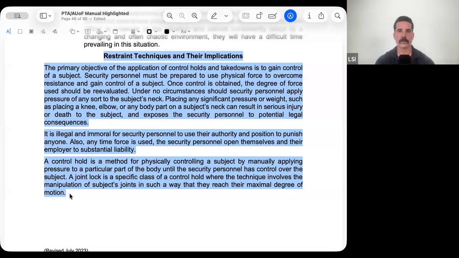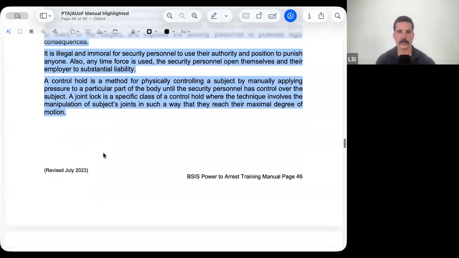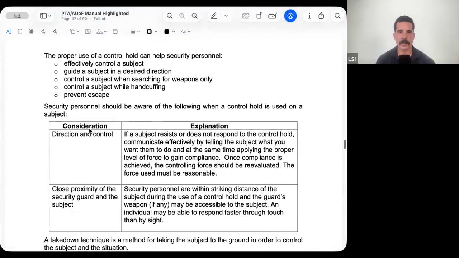It is illegal and immoral for security personnel to use their authority and position to punish anyone. Also, anytime force is used, the security personnel open themselves and their employer to substantial liability. A control hold is a method for physically controlling a subject by manually applying pressure to a particular part of the body until the security personnel has control over the subject. A joint lock is a specific class of a control hold where the technique involves the manipulation of subjects' joints in such a way that they reach their maximal degree of motion. All right. Next page.